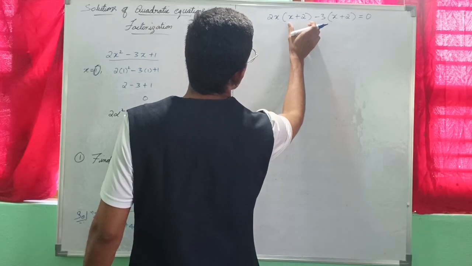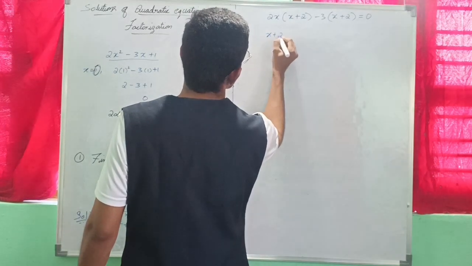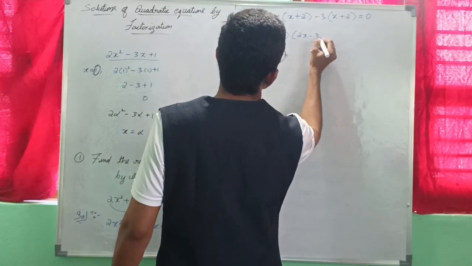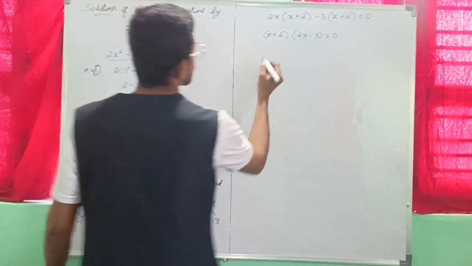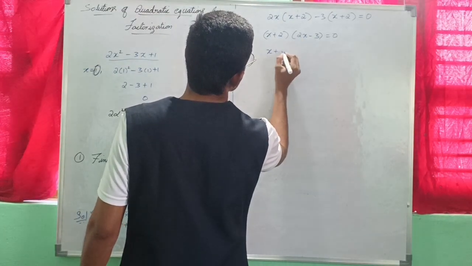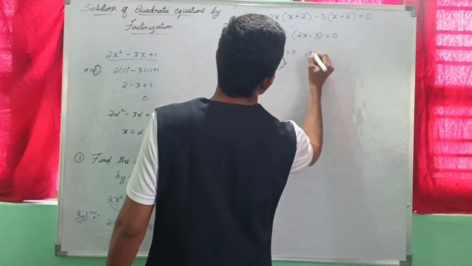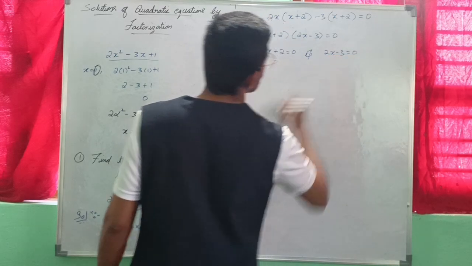Now let's take x plus 2 common. If we take x plus 2 common, we get 2x minus 3 is equal to 0, right? Then we can equate x plus 2 is equal to 0 and 2x minus 3 is equal to 0.